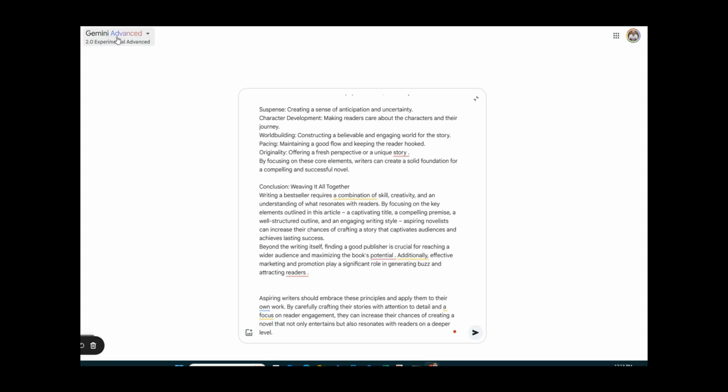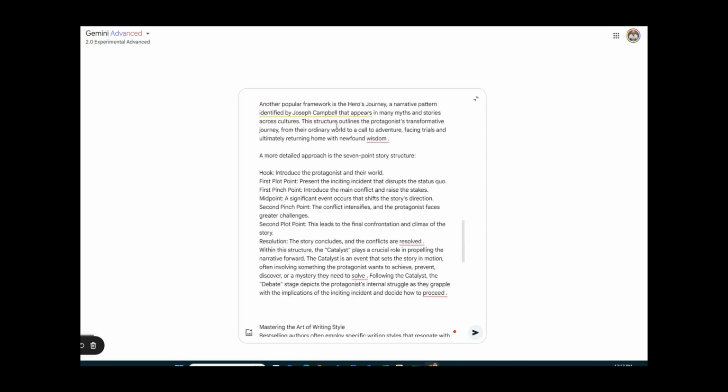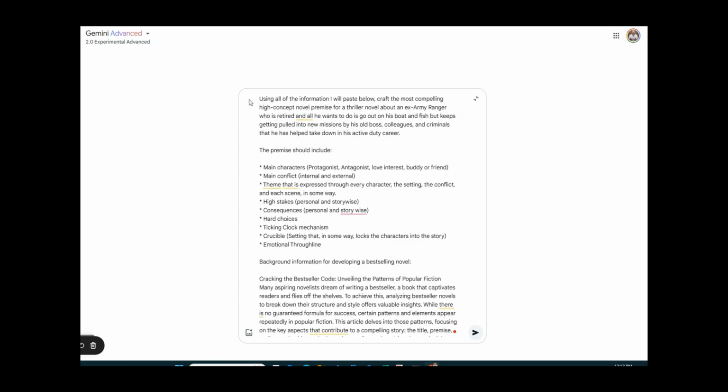Now we're in Gemini Advanced. I have asked the AI, Gemini, to use all the information that I'm about to give it to create a compelling, high-concept novel premise. Now, I did feed it some information because I wanted it to be a thriller novel about an ex-Army Ranger. He's retired. This character wants to go out on his boat and fish, but keeps getting pulled into new missions by people from his past.